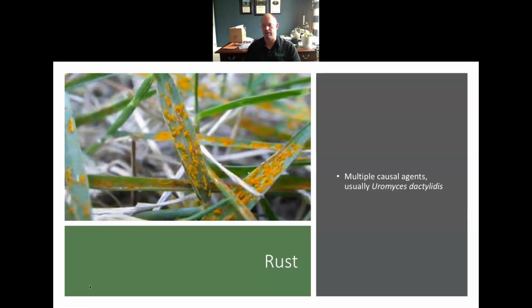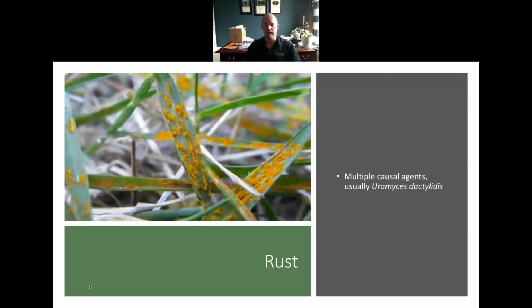This is the next one we're going to get into, rust. This is another common one that we see on lawns. Going to mention it. It's typically not a problem that we're going to treat for. It's more of a cosmetic thing, but it is very prevalent in lawns in Northeast Ohio. Sometimes it can be prevalent at different times of the year.